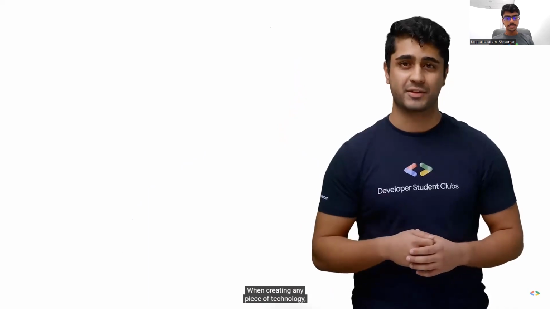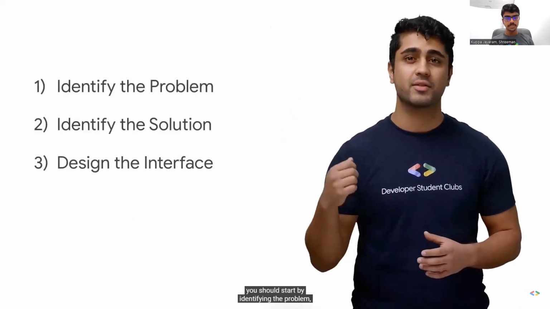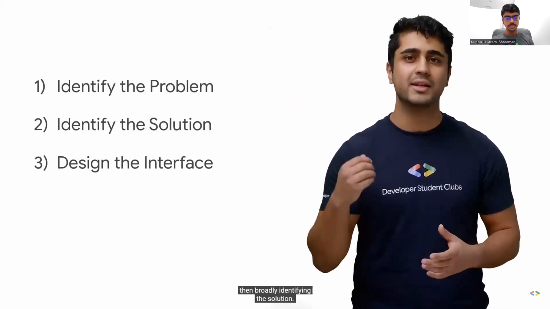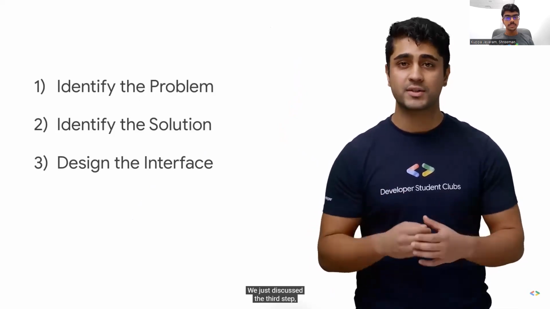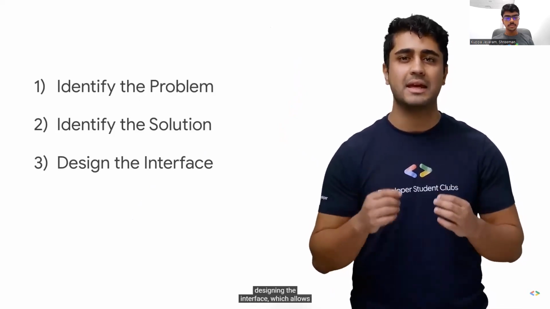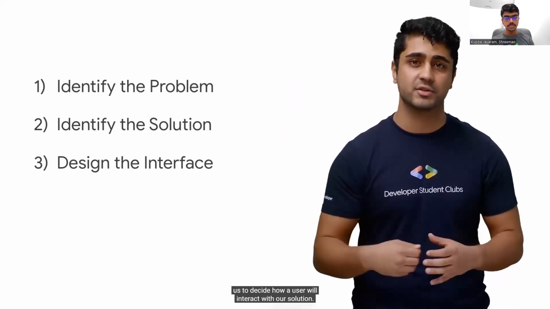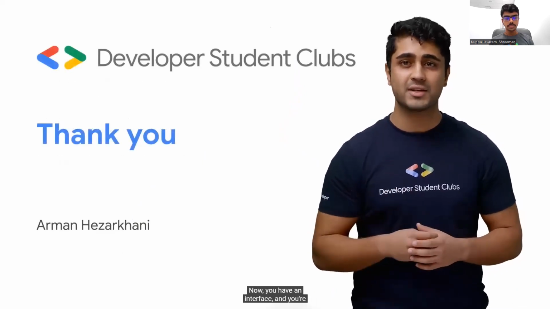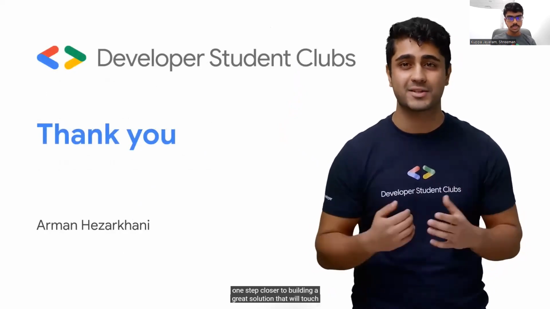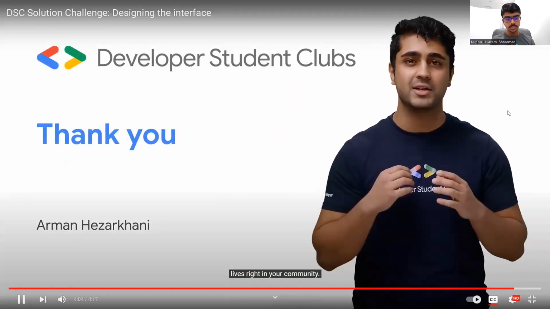When creating any piece of technology, you should start by identifying the problem, then broadly identifying the solution. We just discussed the third step, designing the interface, which allows us to decide how a user will interact with our solution. Now, you have an interface and you're one step closer to building a great solution that'll touch lives right in your community.